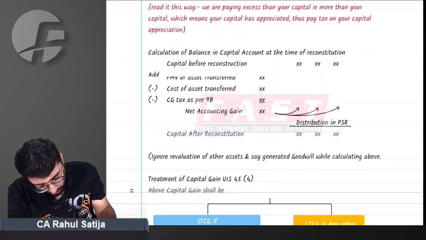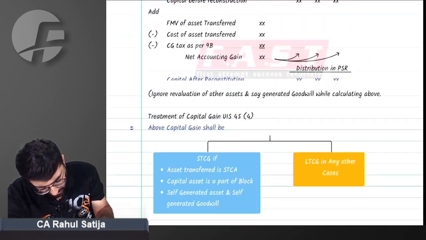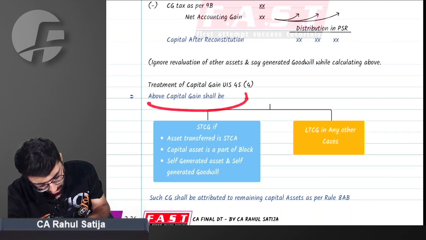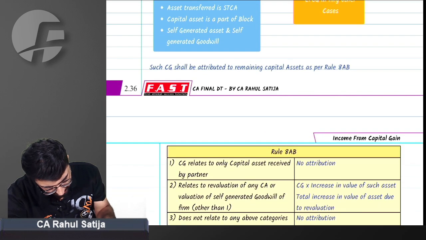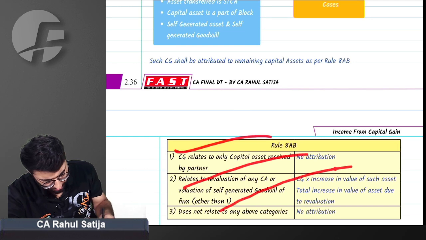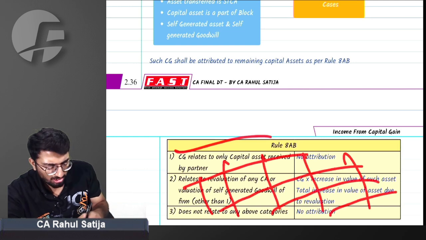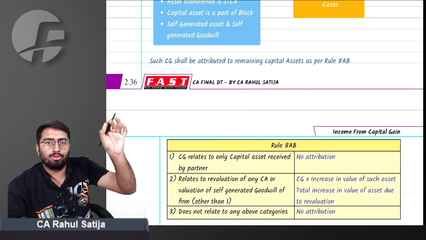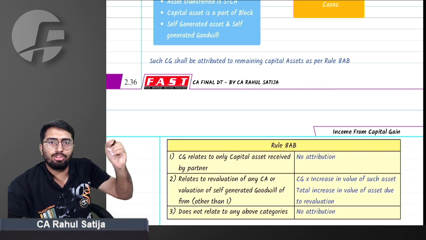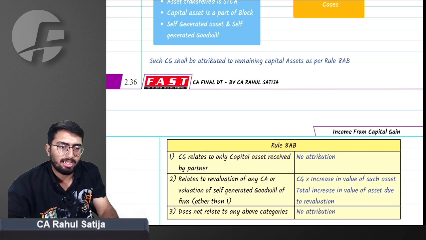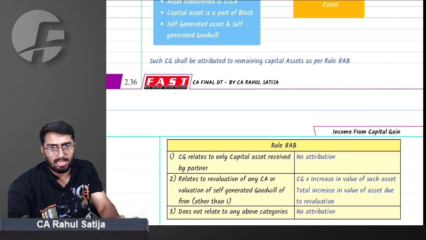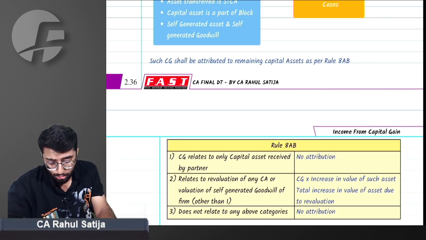Now let us go through the provision. You need not read this. Only two things I need to tell. You can ignore this part. Whatever provisions I have told you for apportionment in the ratio of revaluation, you have to apportion the capital gain. That is the bottom line. In the ratio of revaluation, you have to apportion the assets. You have to apportion the capital gain.